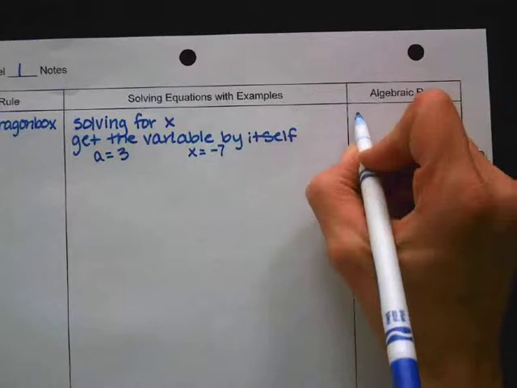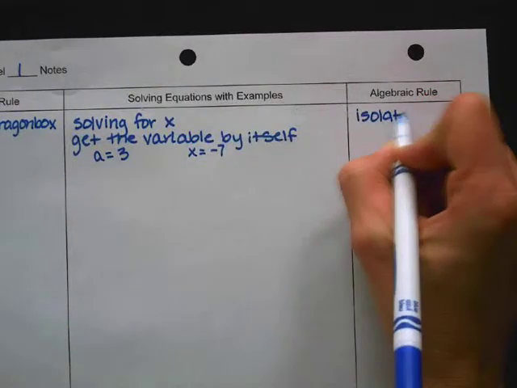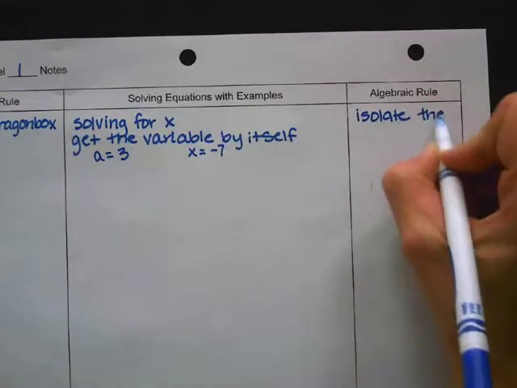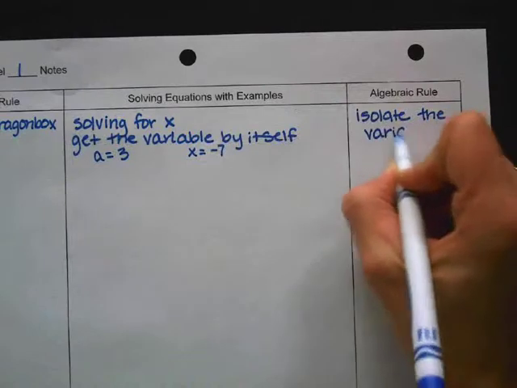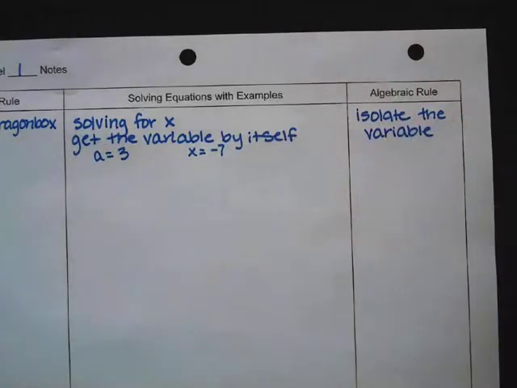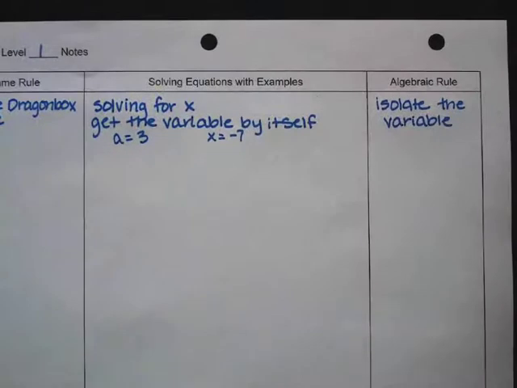The algebraic rule that you will probably hear is they will say isolate the variable. What does the word isolate mean? To put by itself. Okay? Sometimes we have to isolate things. We got to put them by themselves. That's exactly what we're doing in algebra all the time. We want to put that variable by itself so we know what it equals. Number 1 rule.